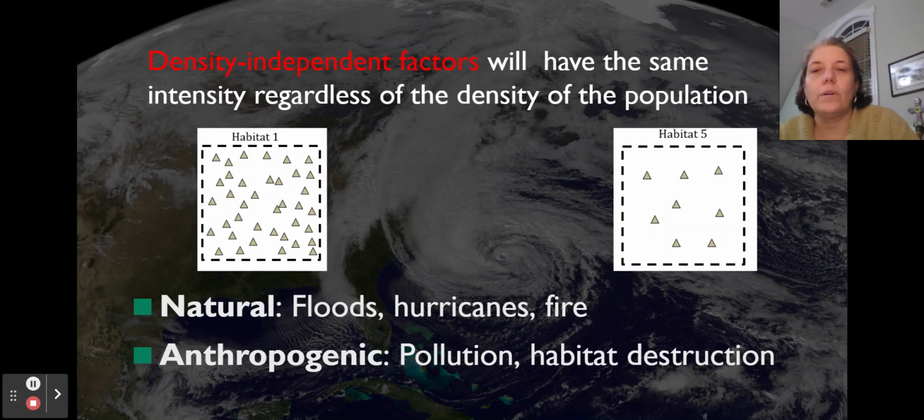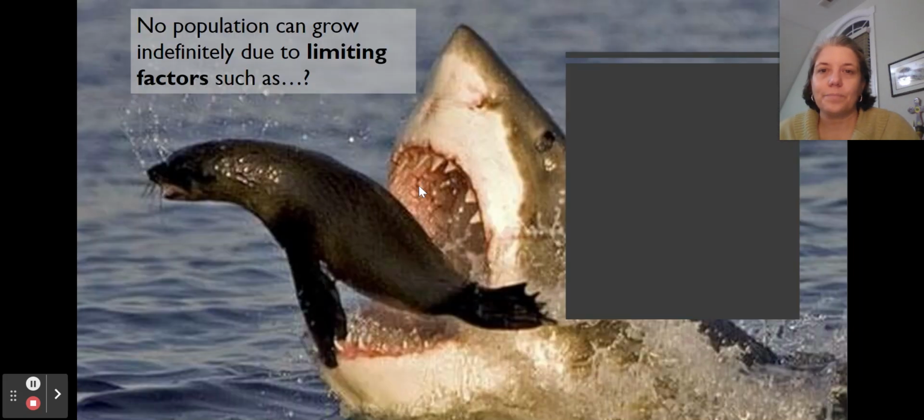So how would a flood affect habitat 1 versus habitat 5? It's the same. It doesn't matter how many individuals are here. If you have a flood and lots of them die, it's going to affect either system the same way. That's density independent. So when you're thinking density independent, think more like natural disasters or big pollution events caused by people.